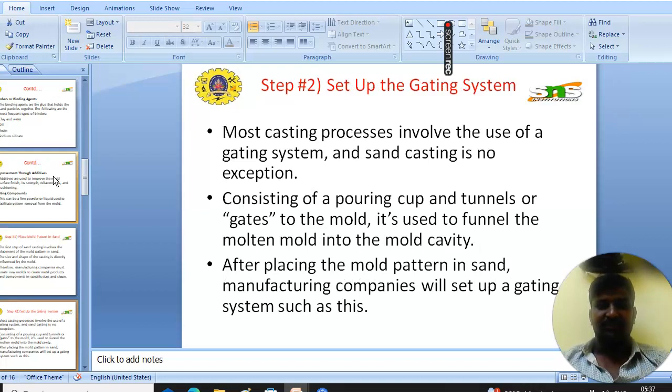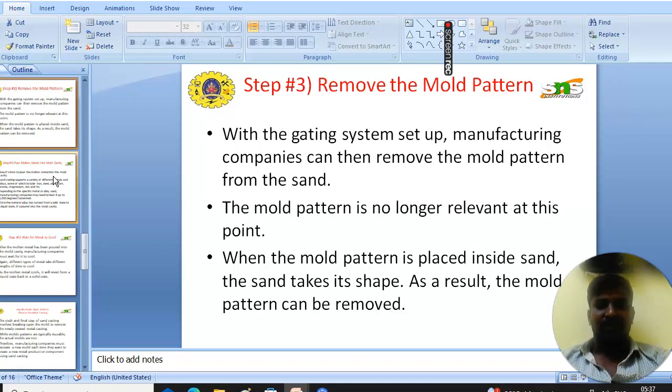The second step is setting up the gating system. Most casting systems involve the use of a gating system, and sand casting is no exception. Consisting of the pouring cup and tunnels or gates to the mold, it is used to funnel the molten metal into the mold cavity. After placing the mold in sand, the manufacturing company will set up the gating system such as this. Step 3 is removing the mold pattern.